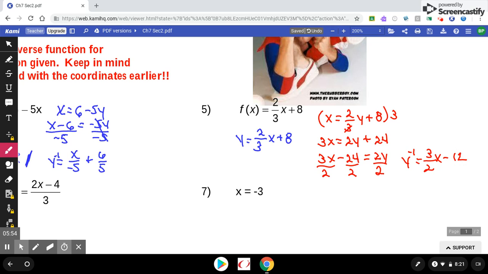So 24 over 2. I'm not going to leave 24 over 2. I'm going to make it a 12. There we go. So there's our inverse equation for that guy. And back over here, inverse equation for that guy.